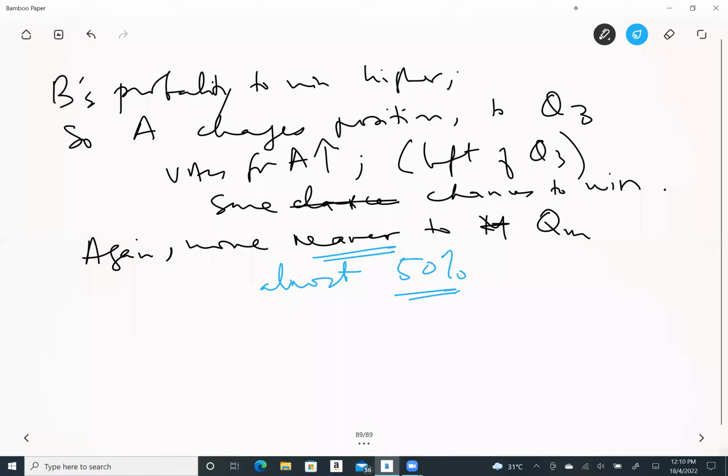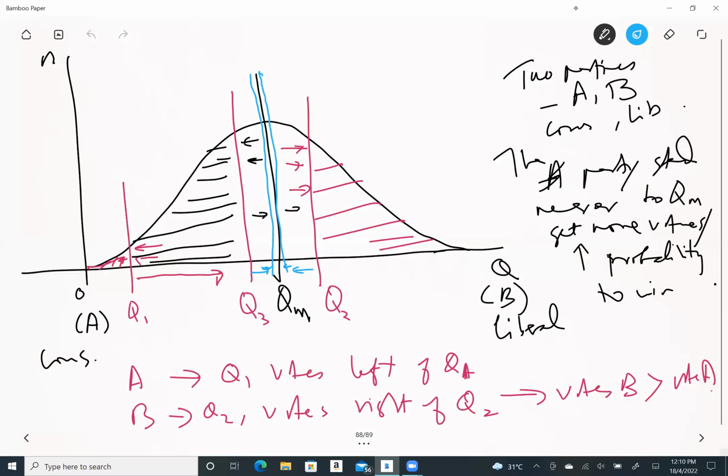So what you do, when you have, you know, what you have is that some people will vote for A, some people will vote for B.